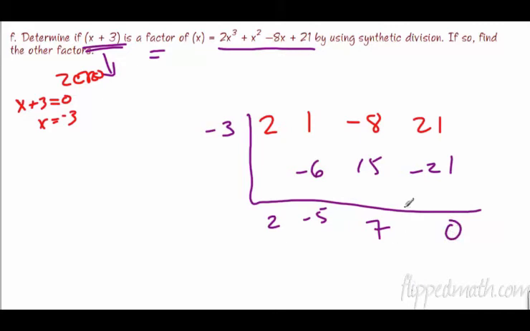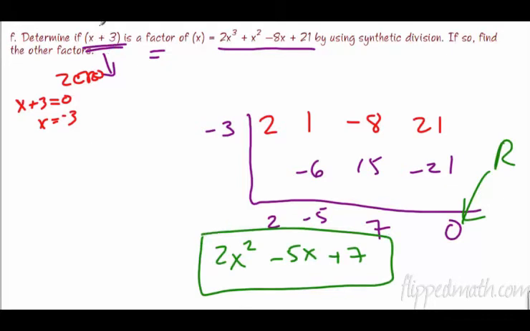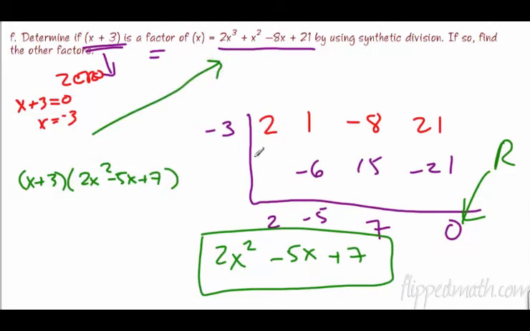Add, 0. If you remember what we did before, that last number is your remainder. We have a remainder of 0. So what does that mean? That means that the trinomial 2x squared minus 5x plus 7 is the resultant quotient when you divide by x plus 3. So that means that x plus 3 times 2x squared minus 5x plus 7 will yield you this polynomial after you multiply. But it wants you to also find the other factors.